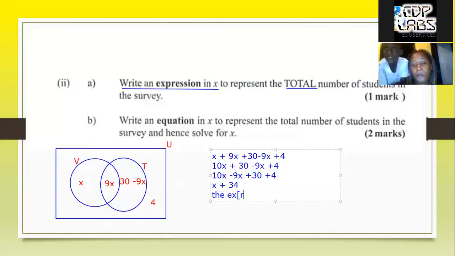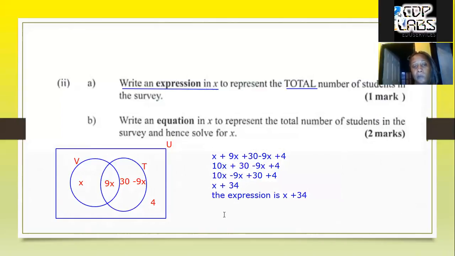So your answer then for the question, the expression is x plus 34. That's the expression, right? You get that? Because whatever value x is, when you add it to 34, you get the answer, don't you? Good. So that is the expression. And you realize that it includes the letter x. As it says, write an expression in x. Get it? Make sure you write that down.